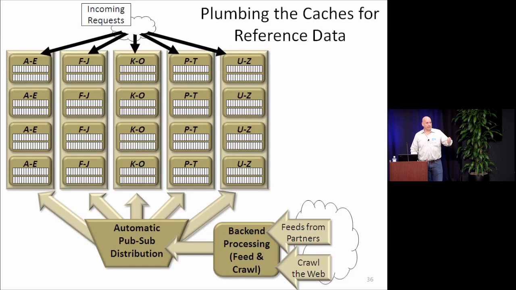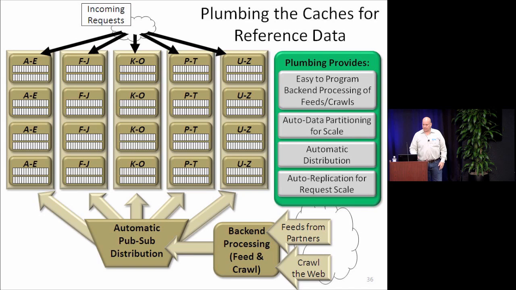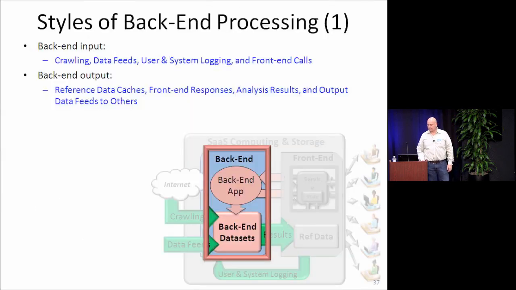And so I have automatic pub/sub distribution. I want to stuff that stuff out there. I want to allow the reads to come in. This making sense to you guys? Okay. So the plumbing should provide easy to program back-end processing of feeds and crawls, auto data partitioning for scale, automatic distribution, and pub-subbing it out and getting it out there, and auto-replication of the requests for scale. And again, this is just one way to do it, but the requirements are make this stuff magic, because the app developer shouldn't have to worry about it.